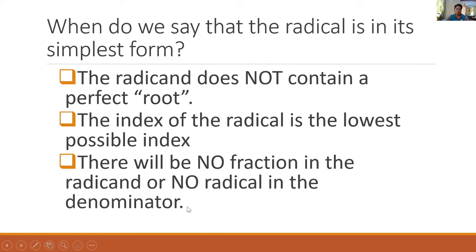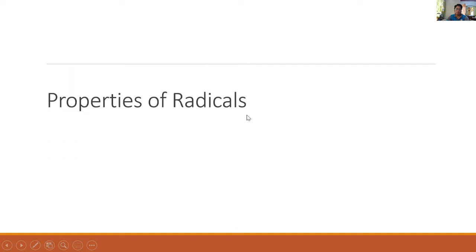Now, with these three given, kung paano natin malalaman na nasa simplest form na siya, dito lang muna tayo magfo-focus. I'm going to leave this one sa second part po ng ating discussion. So this one will be our main focus, these two, the first two.